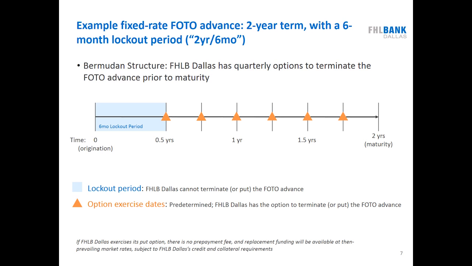If FHLB Dallas were to choose to put or terminate the put advance at one of these predetermined option exercise dates, there is no prepayment fee and replacement funding will be available at then prevailing market rates, subject to FHLB's credit and collateral requirements. Let's look at this example process flow step by step.